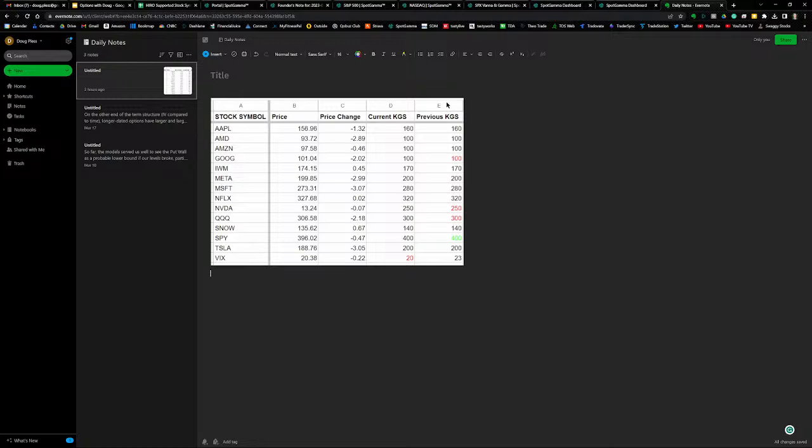The E column is showing the key gamma strike for the previous day, and the D column is showing the current key gamma strike, that's for today. I note the change, and I color code it green if that number increased. That would be a bullish sign. I can interpret that as bullish or go into SpotGamma Equity Hub and do some further research.